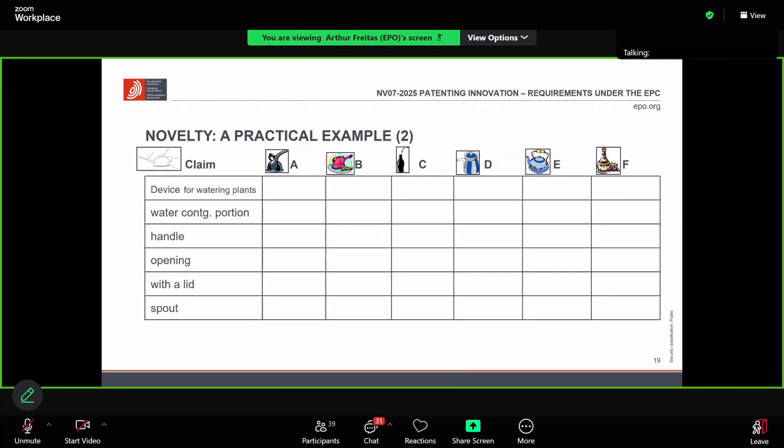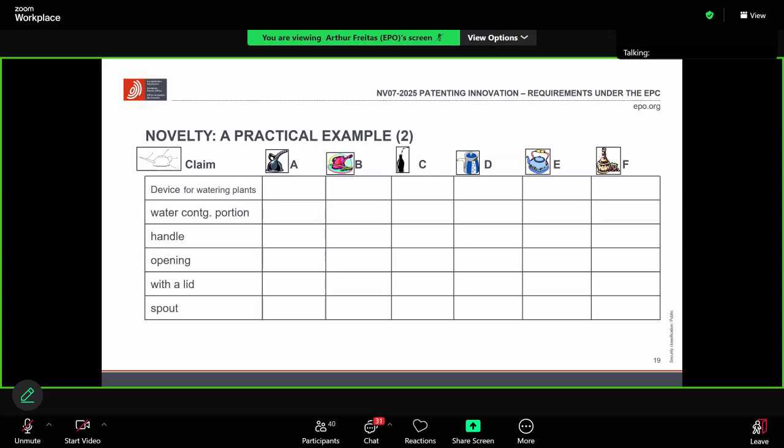Because if I put water in this oil dispenser, I can use it to water my plants. It's good enough. It would do the job. So therefore, we would say that this feature is disclosed. We're reading it broadly as a device suitable for watering plants, and A falls into that category, and therefore falls within the scope of the claim. Then we have a water-containing portion. Well, we have an oil-containing portion, and we have to read it broadly. So if I put water in the oil-containing portion, it's a water-containing portion. So that feature is also disclosed.